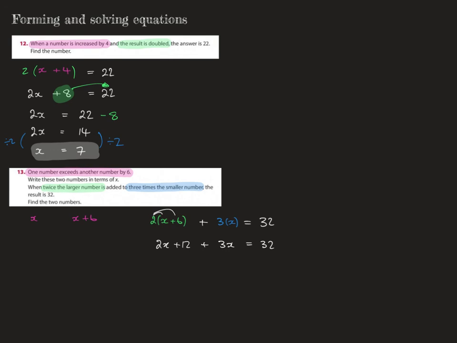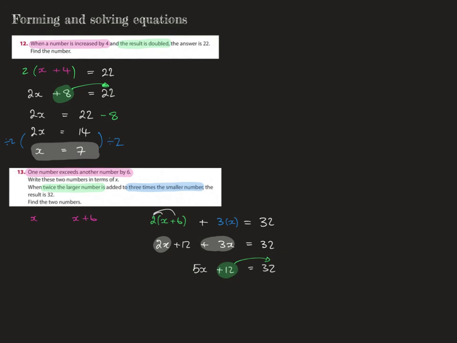From everything that we've done so far, we're able to collect our like terms. So we're able to bring the x's together. So 2x plus 3x will give us 5x, plus 12 equals 32. I now need to find the value for x. So what I'm going to do is isolate the x terms. So I'm going to take anything away there that impacts on the x. So I want the x's by themselves. So I'm going to bring this 12 over here.